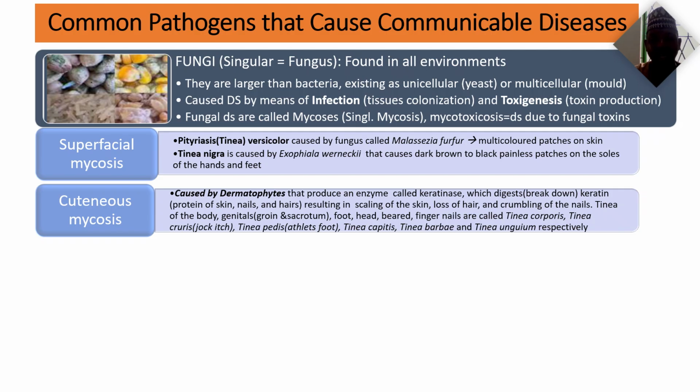And it is caused by a group of fungi known as dermatophytes, fungi that attack the dermal layer of the skin. They were named based on the site of the infection. Now, generally, these fungi produce an enzyme called keratinase, which digests or breaks down the protein of the hair, nails, and skin, that is, keratin protein. This will result in scaling of the skin, loss of hairs, and crumbling of the nails.